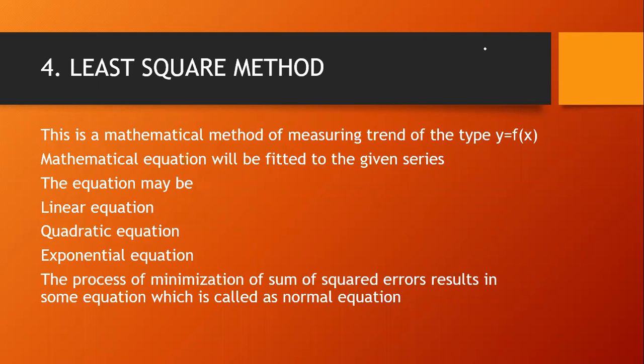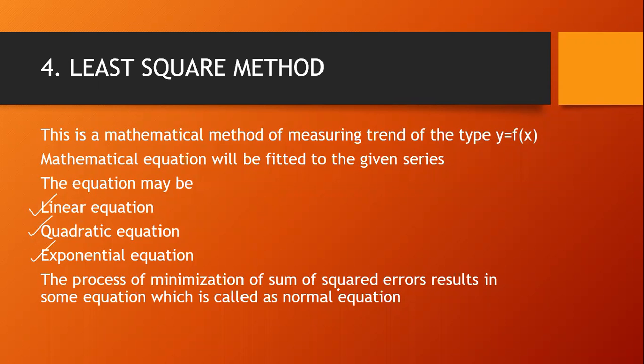Here we have three basic methods, three types of equations under the linear least square method. The first one is the linear equation, also called the straight line method. The second one is the quadratic equation, and the third one is the exponential equation. These three methods have different formulas. In the question paper, for 10 marks, they may ask you for a particular method: find the trend value by the least square method under a particular method. You have to apply the particular formula under that method and calculate.